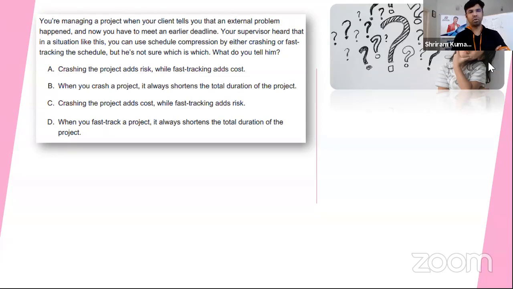See, you are explaining to someone what is crashing and what is fast tracking. Crashing adds more resources. When you add more resources, the obvious choice is cost may go high. If you keep that in mind, probably you may catch a better answer.